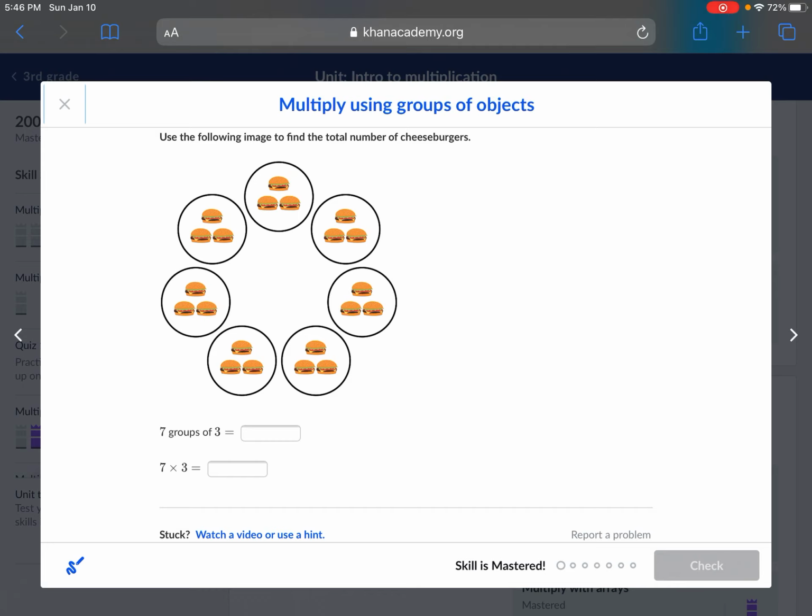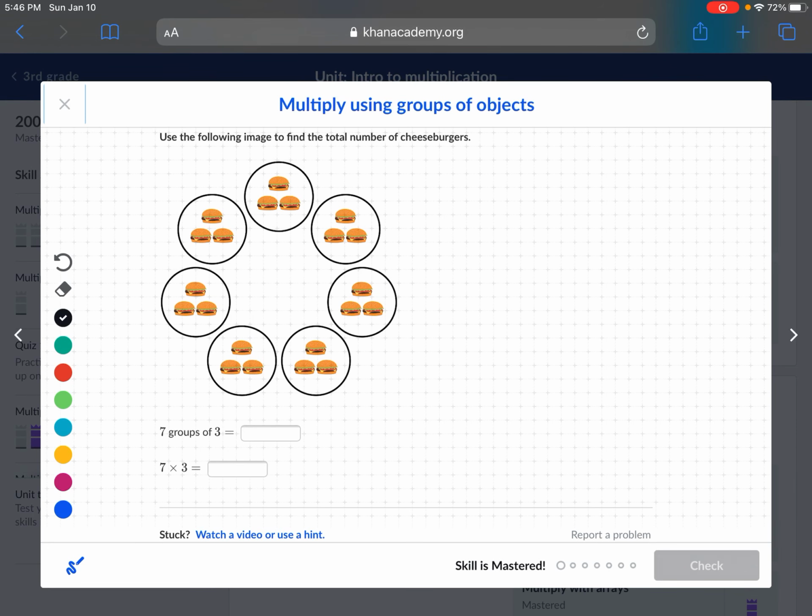The first thing you can do is count 3, 3, 3, 3, 3, 3, 3. But if you're good at multiplication, you can just do 7 times 3. Beginners count all of them so they can know. So 1, 2, 3, 4, 5, 6, 7, 8, 9, 10, 11, 12, 13, 14, 15, 16, 17, 18, 19, 20, 21, 22, 23, 24. You might get confused like that because it's a circle, because it's not 24, it's 21.